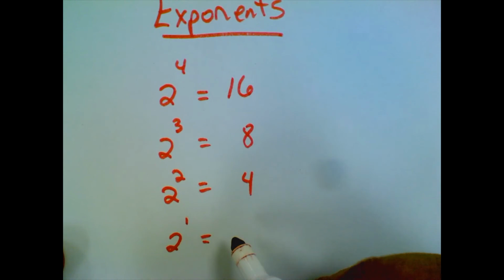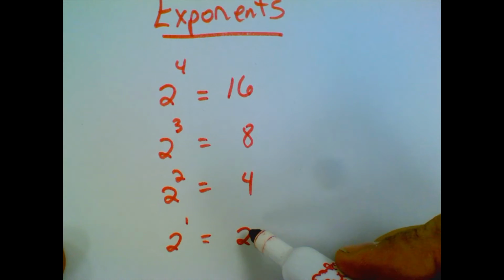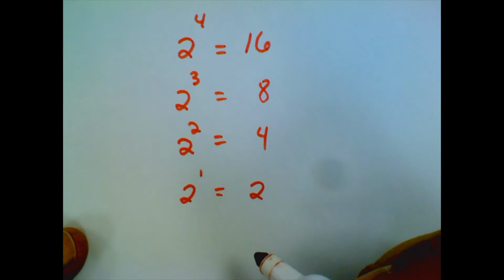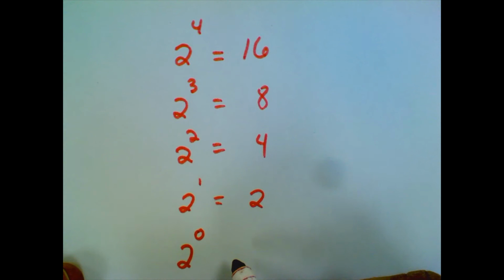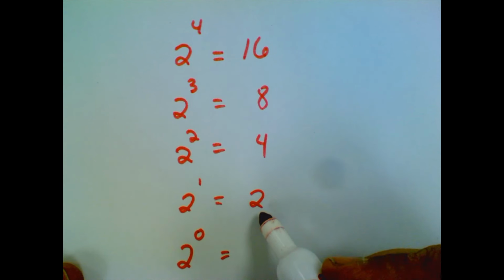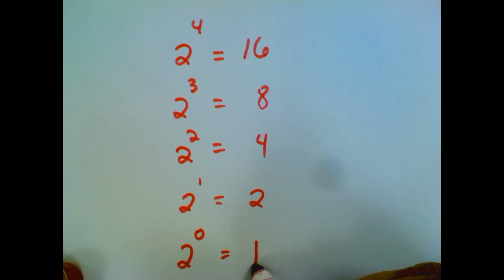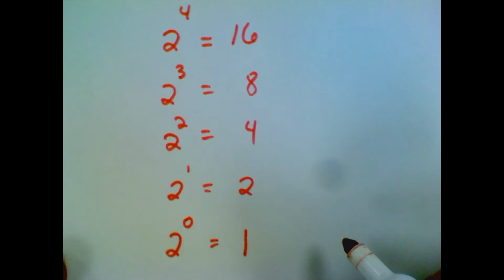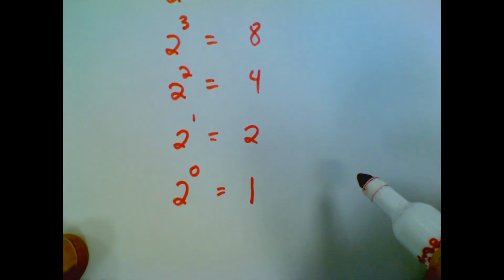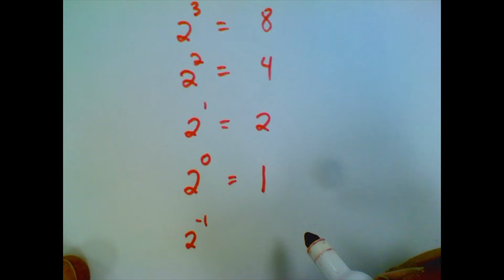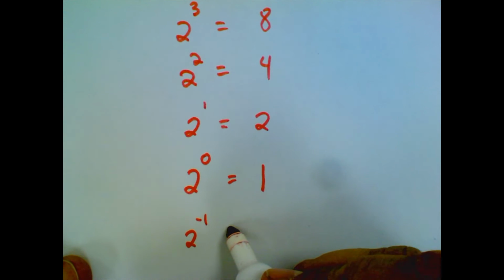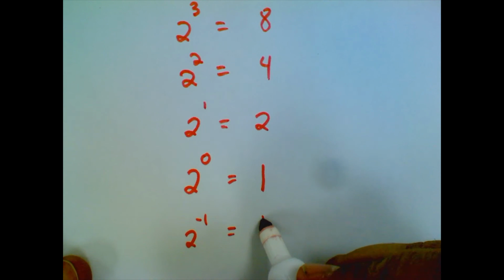If I drop the exponent 1 more, I get 2. Well, 4 divided by 2 is 2. So using this pattern, that must mean that 2 to the 0 power, okay, what's half of 2, right? Half of 2 is 1. So 2 to the 0 power must be 1. Let's carry on. If I continue to drop my exponent by 1, 2 to the negative first must be half of 1, which is 1/2.